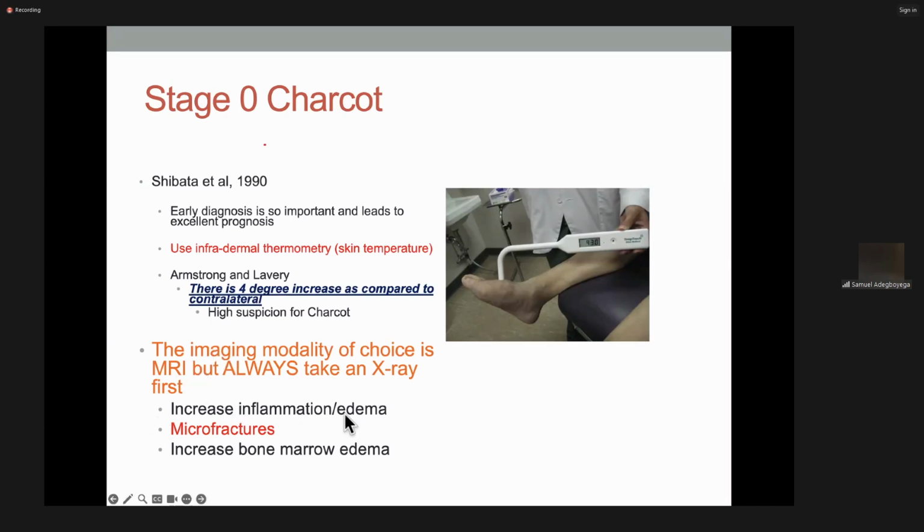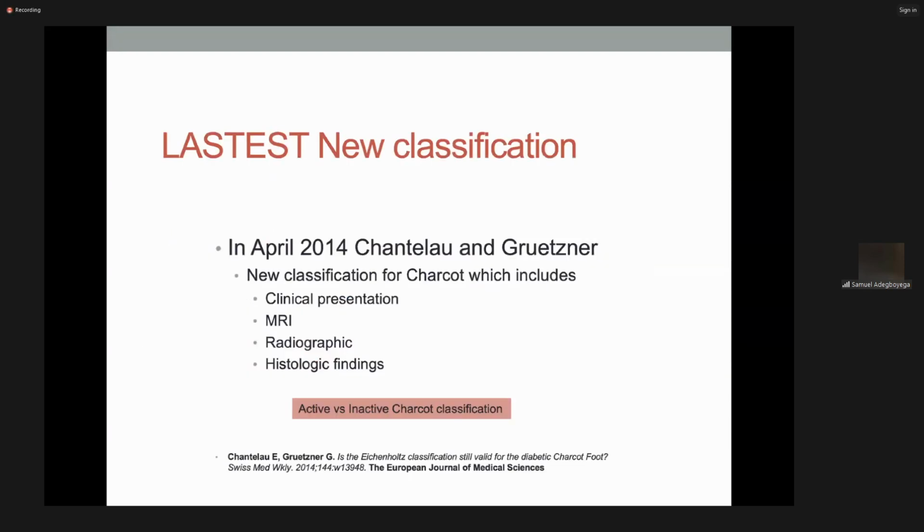Because of MRI, you're going to see increased inflammation and edema. You're going to see microfracture, not macrofracture. Macrofracture, which is what you see on the X-ray. Microfracture is what you see on the MRI, just like a stress fracture, and you're going to see bone marrow edema. So on the exam, don't forget the best imaging modality, the best is your MRI to diagnose stage 0 Charcot. Okay. And obviously, PET scan actually is better than MRI. So if you see PET scan, they want you to go for PET scan. But MRI is pretty much your modality of choice for diagnosing stage 0.